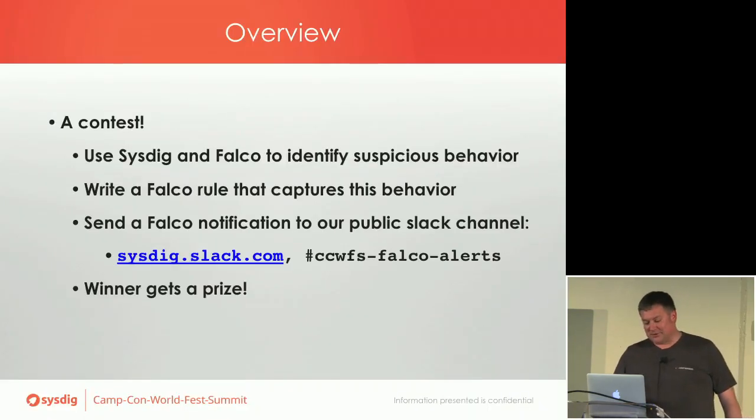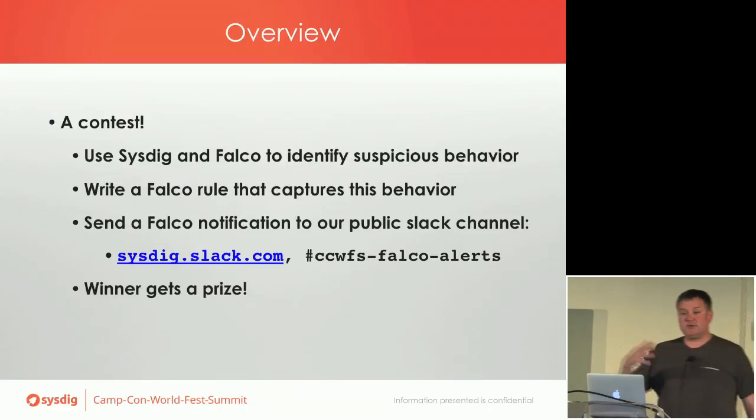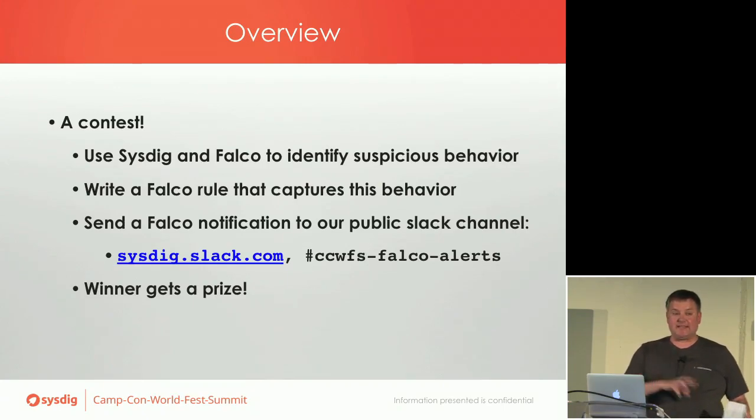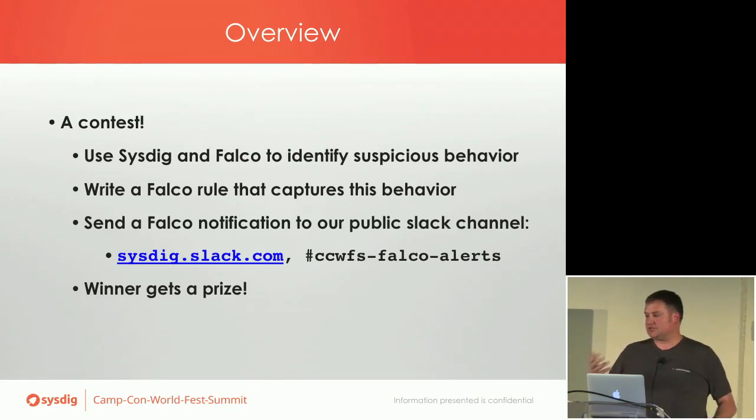So here's the contest. We're going to use Sysdig and Falco to find some suspicious activity. With Sysdig, you're probably going to be finding the activity. With Falco, you're going to be writing a rule that encompasses the suspicious activity you found, and you're going to send it to us. We have a public Slack channel, sysdig.slack.com. We want you to send a notification there, and whoever does it first with the important information gets a prize.